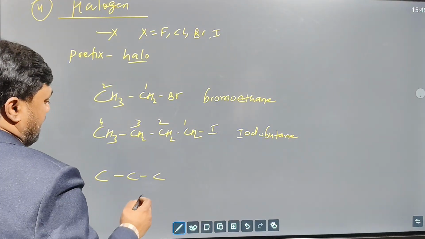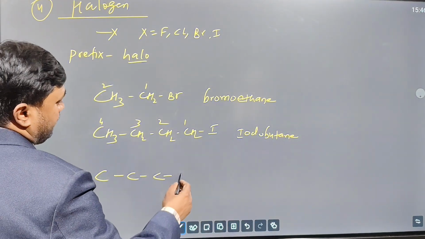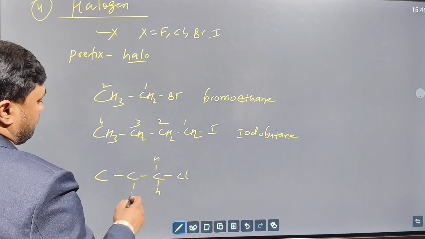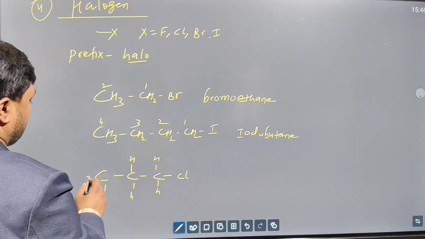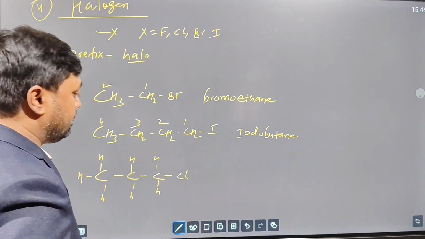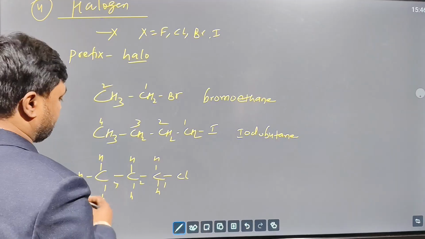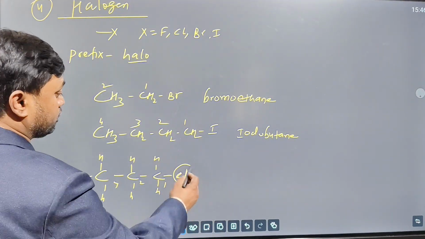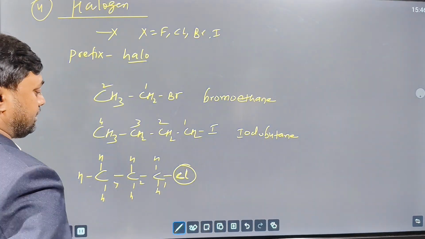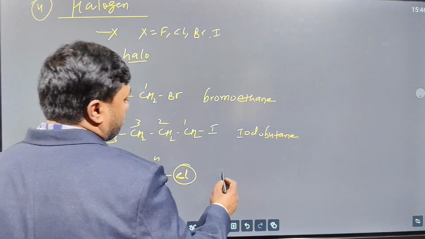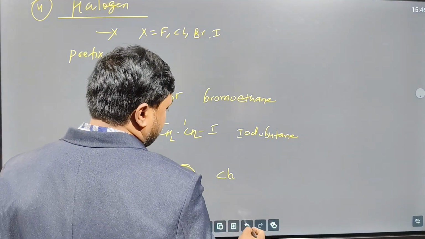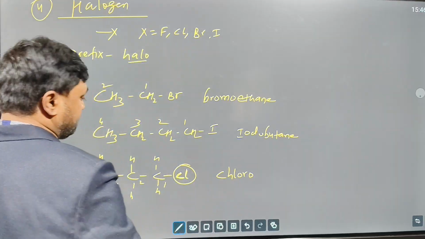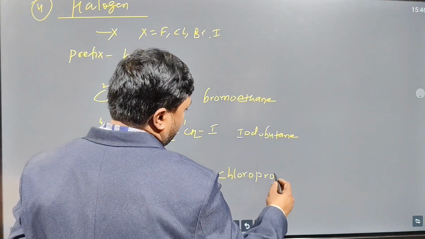What about this C? It is like this, and suppose here chlorine is there. Two bonds are there, so here hydrogen can fill. 1, 2, 3, 4. Now try out this one. 1 carbon, 2 carbon, 3 carbon. See, this chlorine is not added in the chain. Yes or no? It is actually a functional group. So a 3 carbon chain is there right now, and Cl becomes what? Chlorine becomes chloro. For a 3 carbon chain, it is chloropropane.